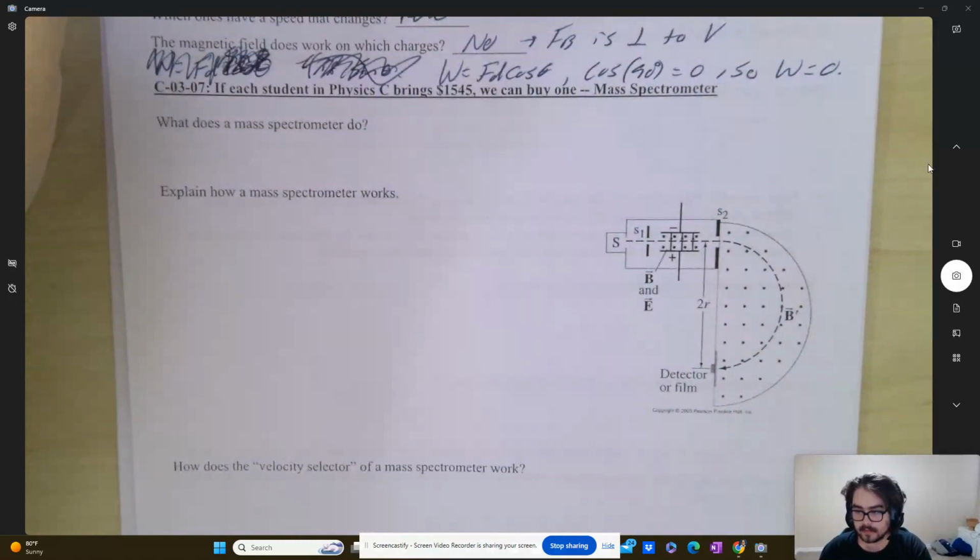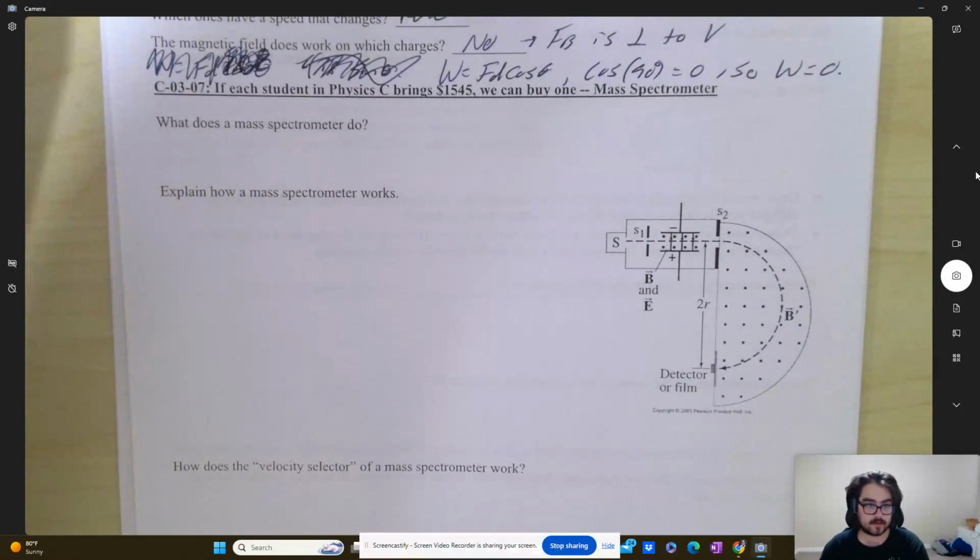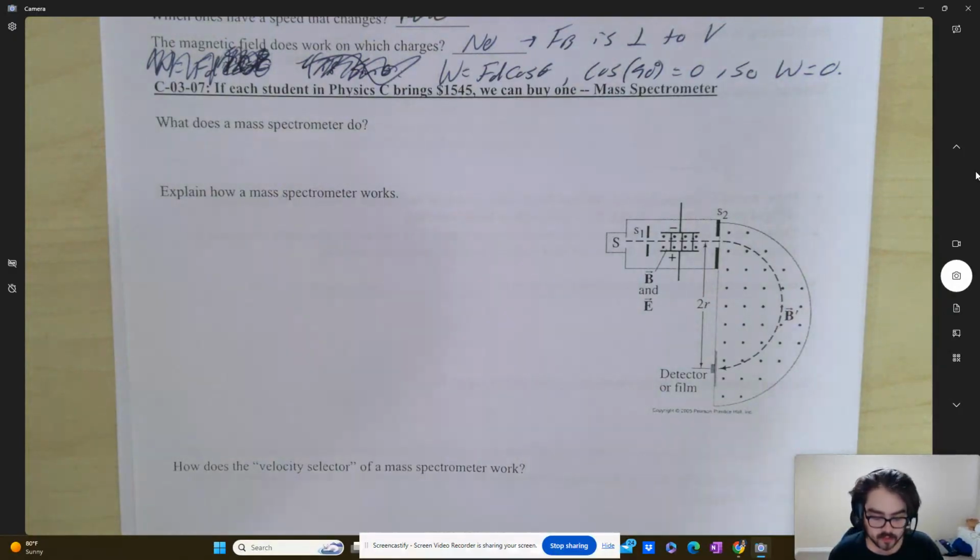All right, let's continue with the mass spectrometer. Okay, this is section 7. It's the mass spectrometer.